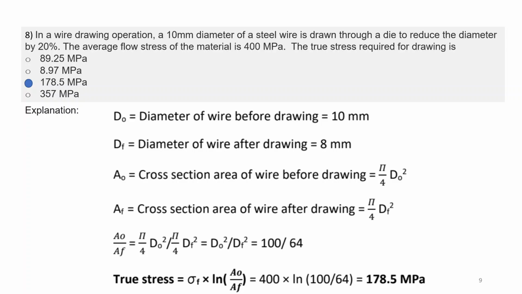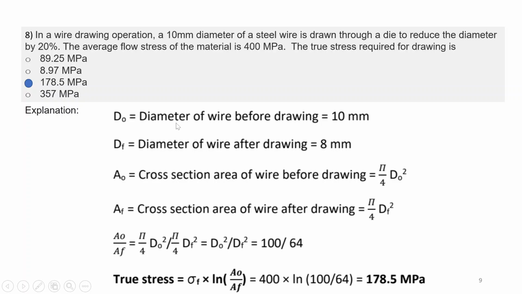Okay, so for this, here you have to remember the formula for true stress. So true stress will be sigma F, which is already given, flow stress, times ln A naught upon AF. So A naught will be initial area and AF will be final area. So area meaning cross section area.